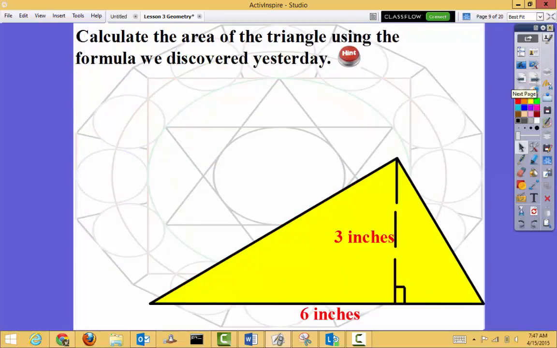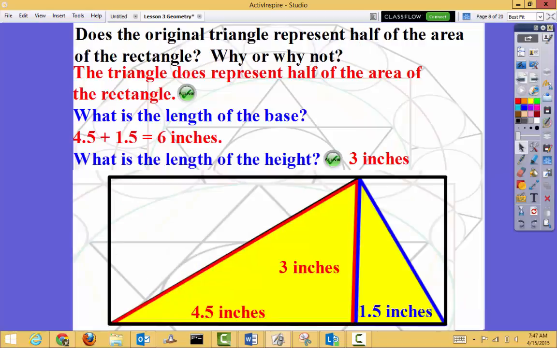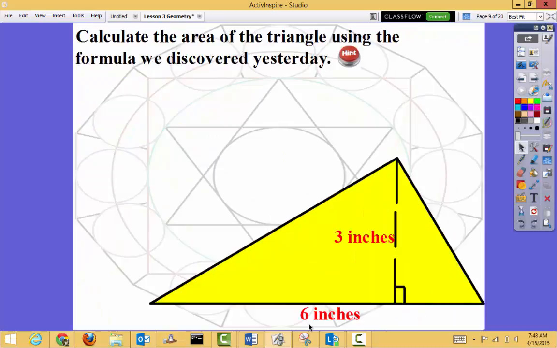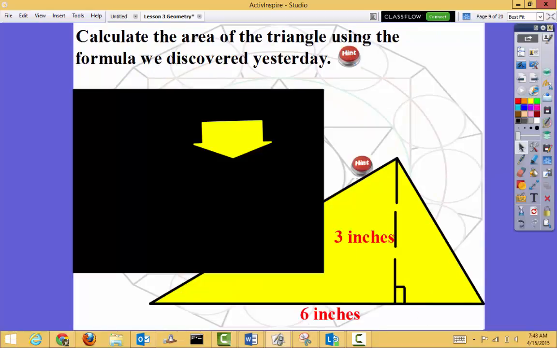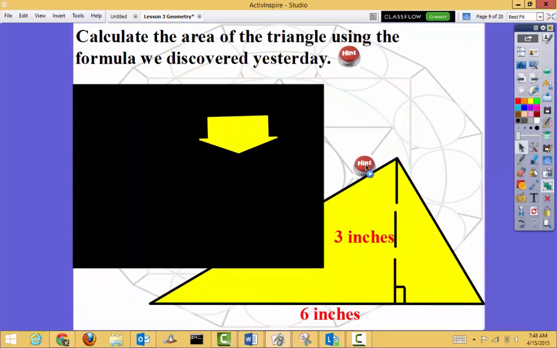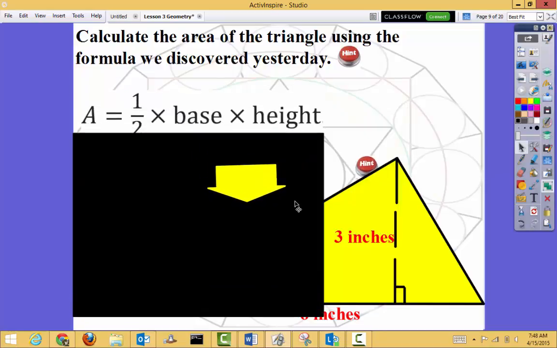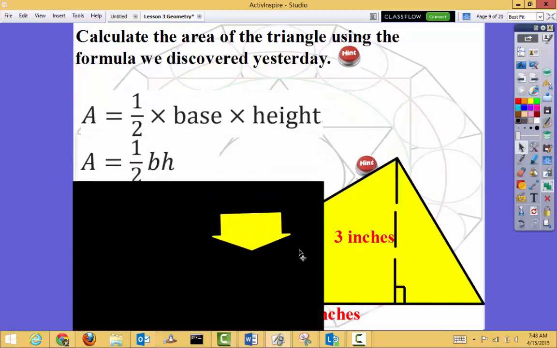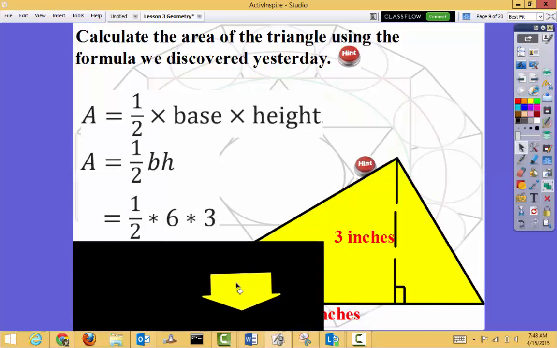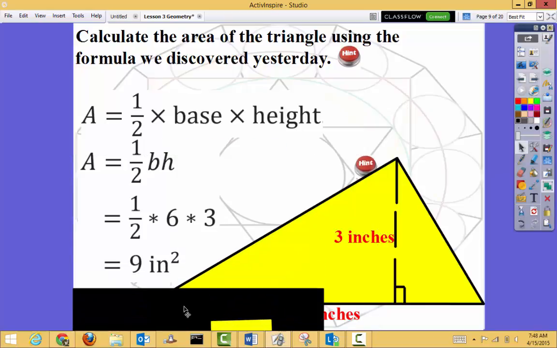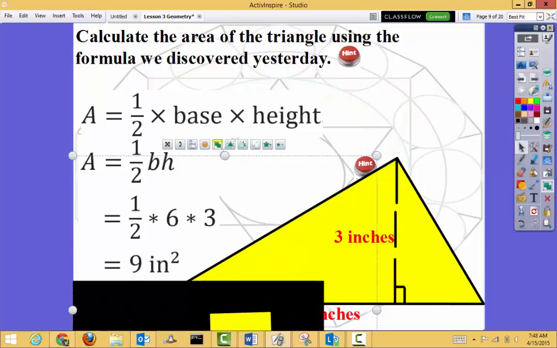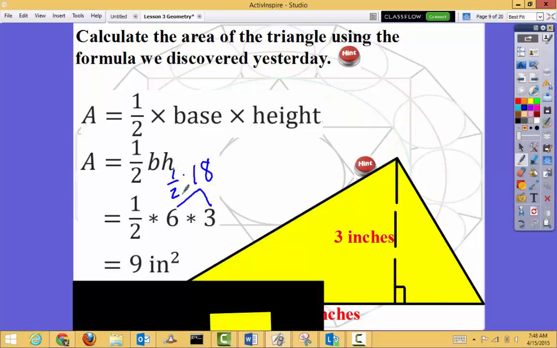So can I calculate the area using the formula we discovered yesterday? I add these two together to get this 6. So what was my formula from yesterday? Well, my formula was 1/2 base times height. So I'm going to rewrite it using those numbers: 1/2 times 6 times 3. And what do we get when I do that? Well, this is 18. And then 1/2 times 18 is 9.